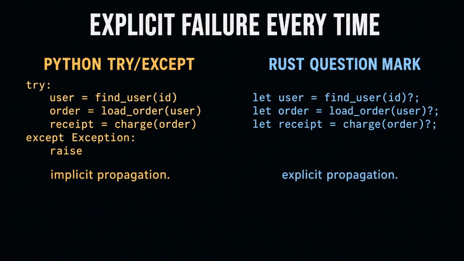Same shape as Python exceptions, but you have to ask for it. Exception propagation is implicit. Question mark propagation is explicit. The same operator also works with Option.